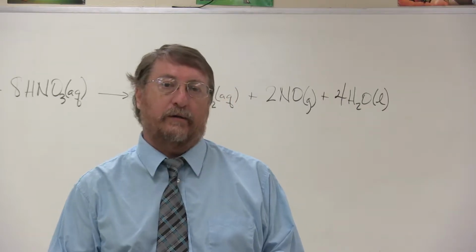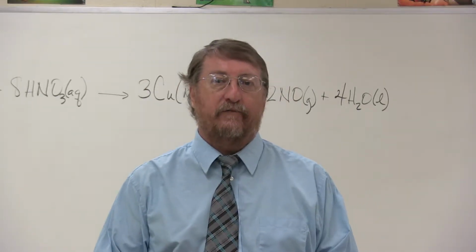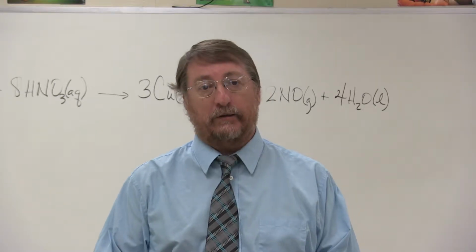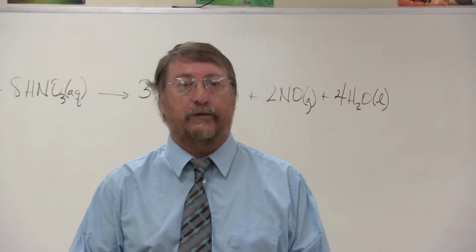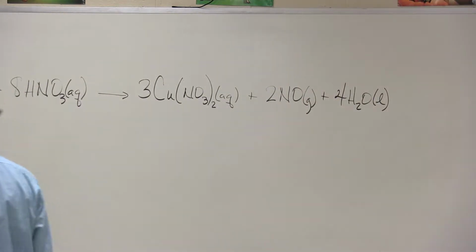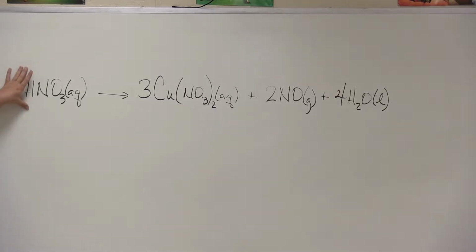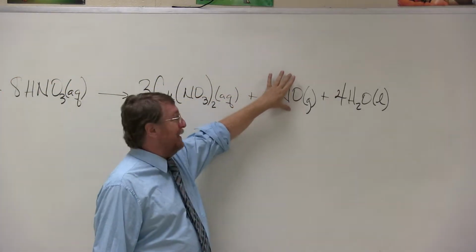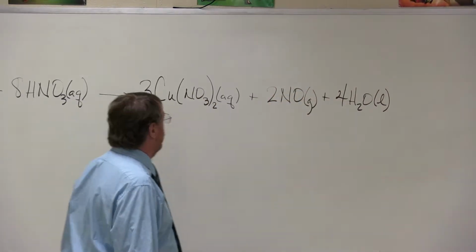Okay, this is Unit 4, video number 8, Redox. So we're going to look at the exchange of electrons in practice. So I've got a reaction up here. We take solid copper and drop it into nitric acid. We'll make copper nitrate, we'll get some nitrogen monoxide gas, and obviously make some water.